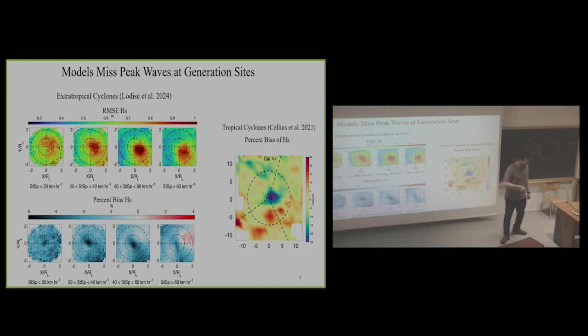So a lot of work has been done with altimeter data to this effect. This is work done by myself and Trip Collins, looking at altimeter composites in a storm-centered reference frame, and looking at the bias and RMSE from hindcasts. And you can see regionally inside these storm reference frames, there's obviously some issues going on, so we need some more observations.